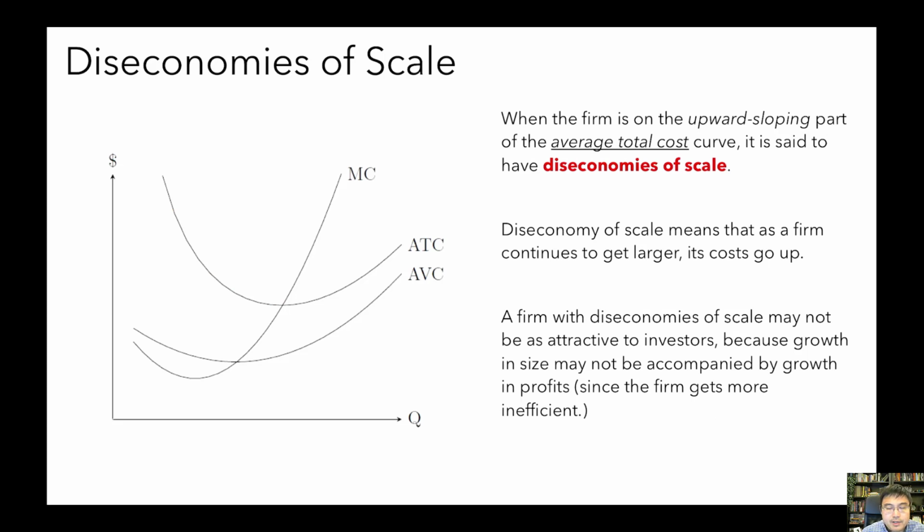The opposite of economies of scale is diseconomies of scale. A firm is said to have diseconomies of scale if it's on the upward sloping part of its average total cost curve.